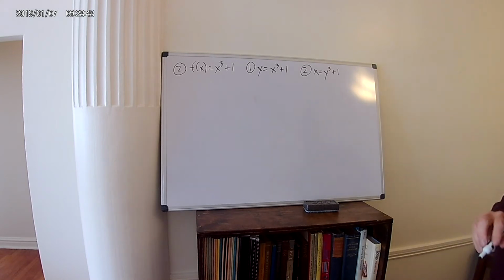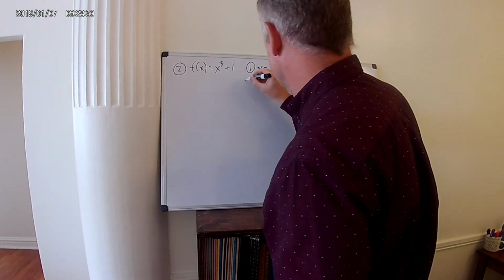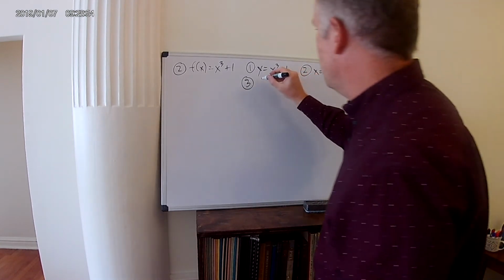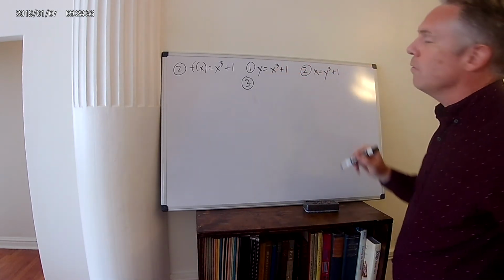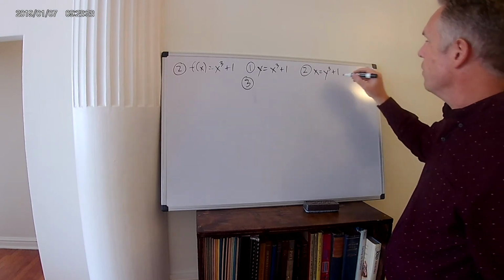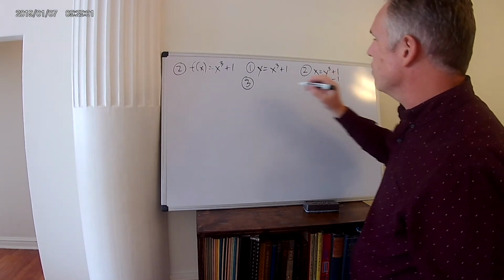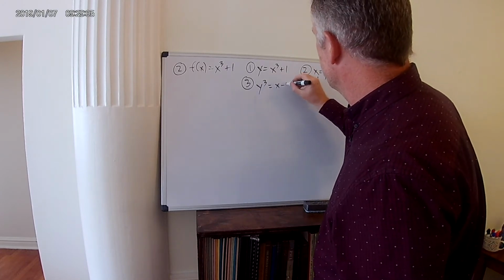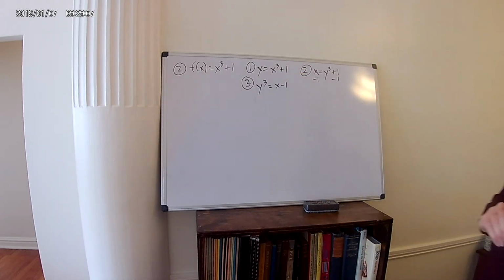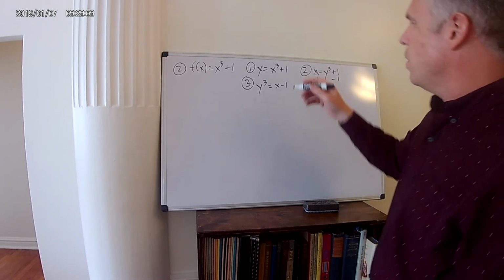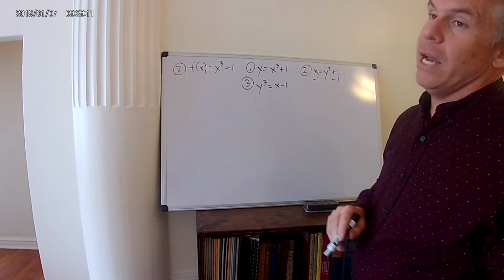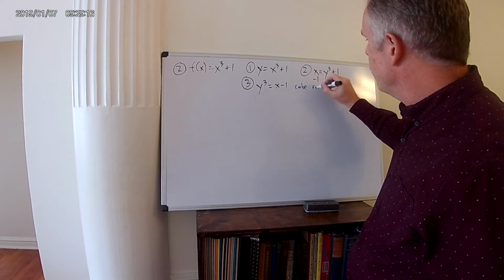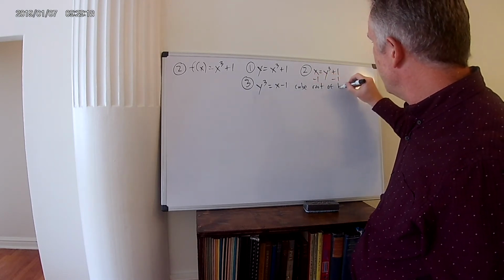Okay? And then step 3 says that I should solve for y. So let's solve for y. How would I solve for y? The first thing I'm going to do is subtract 1 from both sides. So now I get y cubed equals x minus 1. Okay? And then if I want to isolate y here, what would you do? You take the cube root of both sides.